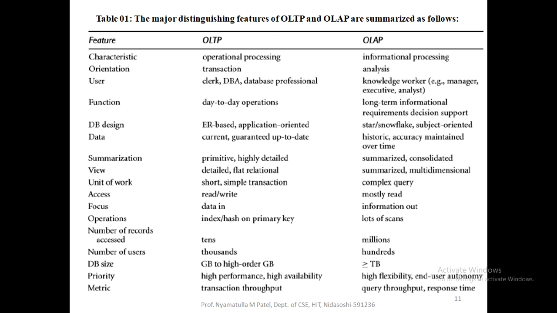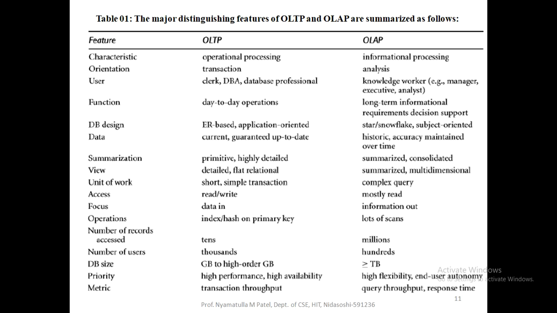So, the first feature if you take into consideration is the characteristic feature. OLTP is operational processing, whereas OLAP is informational processing. Operational processing means it deals with the online transactions that are happening, the current up to date data. Day to day, whatever is happening online, the transaction, monitoring all those things is one of the characteristics of an OLTP. Whereas OLAP deals with the informational processing.